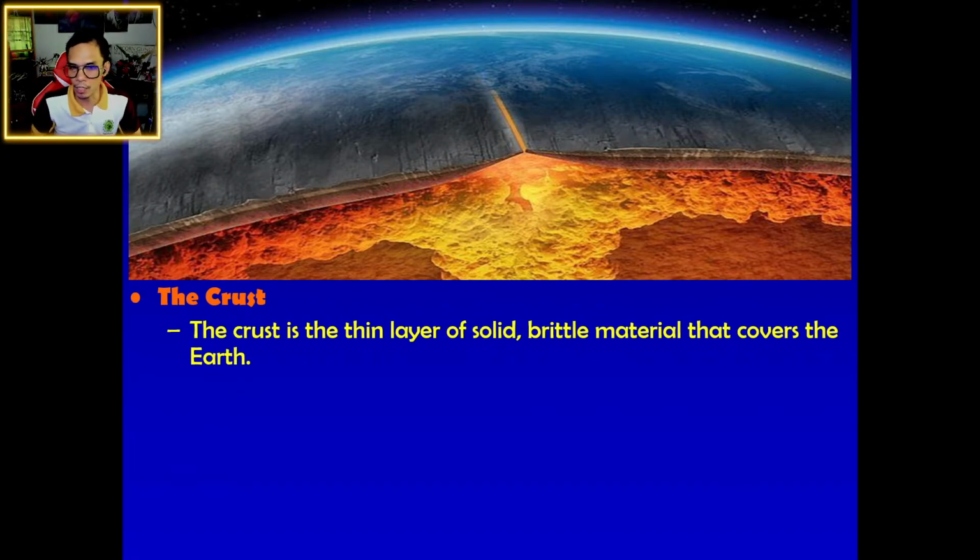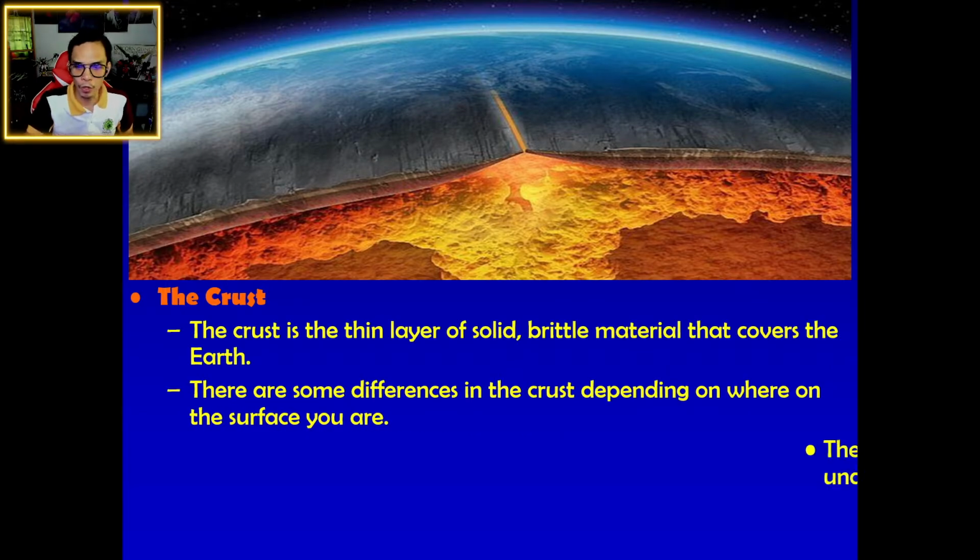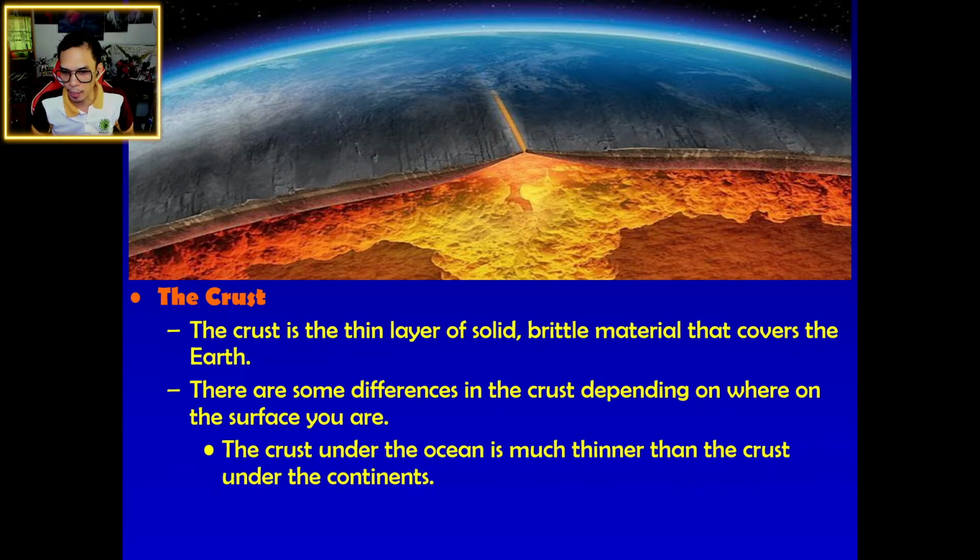Now, basically, the crust is the thin layer of solid brittle material that is the outermost part of the Earth. So this is where we live, and the crust is always exposed to changes, like subductions, volcanic eruptions, earthquakes, and so forth. Those are the things that make the crust change its shape over time. So the crust is different depending on where you live. As I've shown earlier, we have the oceanic crust and the continental crust, which are considerably different from each other.